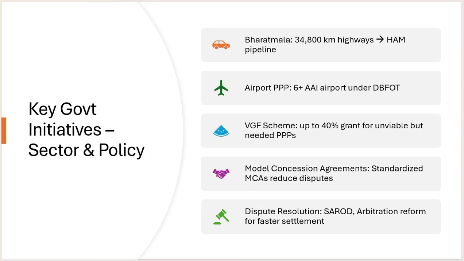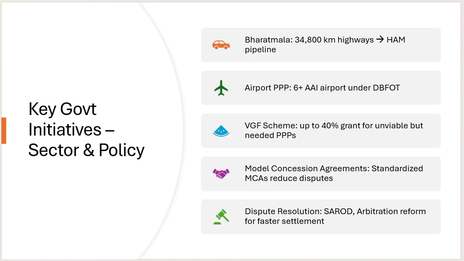The first one is Bharatmala. Bharatmala is one of the huge and longest duration projects launched by the central government, where they create 34,800 kilometers of highway in the hybrid annuity model pipeline. So a huge investment will happen in this domain, and a huge initiative will start, with work happening in this domain.